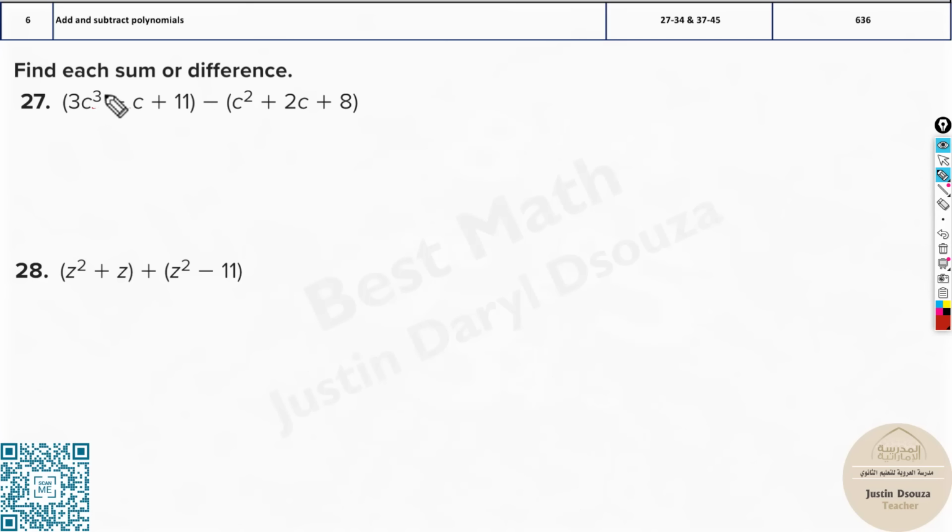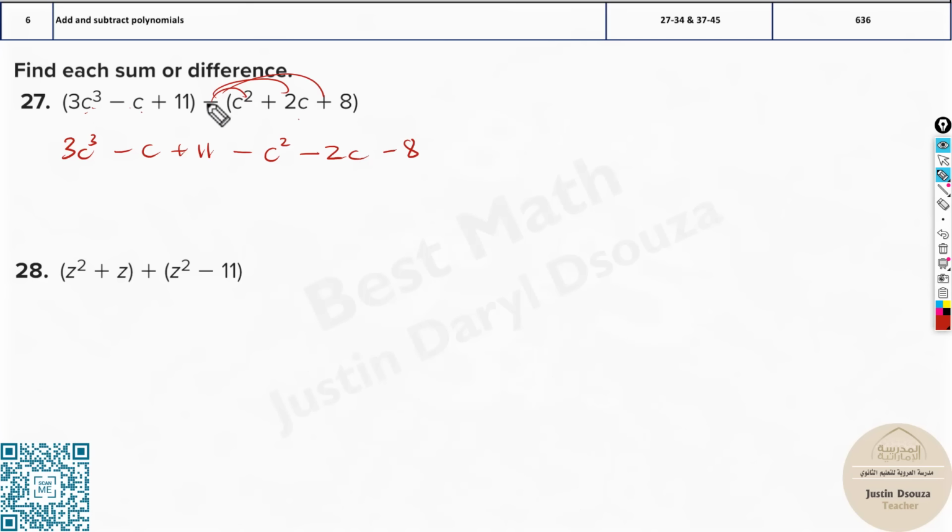So here you can see the variable is c, over here also it's c. But you can see there's a minus sign in between. It means it's subtraction. So left side there is nothing, so you just start with 3c to the power 3 minus c plus 11. What about this side? Multiply this minus throughout and it'll be minus c power 2 minus c power 2 minus 2c, and this minus and plus becomes again minus 8.